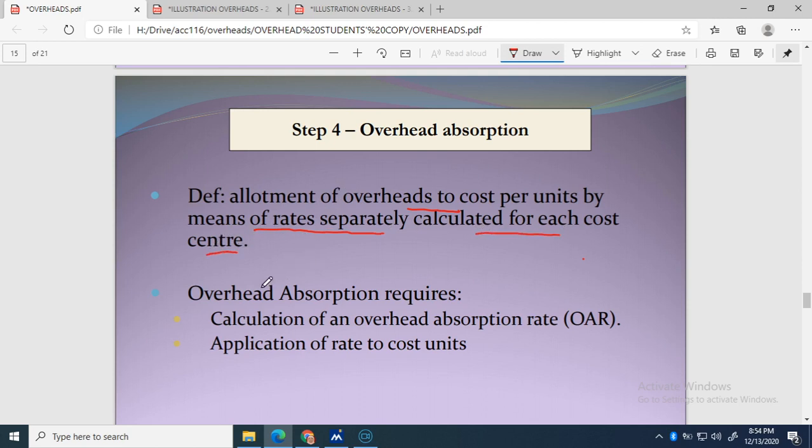So under overhead absorption, we have two steps. Number one, we have to calculate overhead absorption rate, OAR. So this is the first one that we have to get, the rate for overhead. The second one is application of the rate to cost unit. So we call it overhead absorbed. How much we absorb overhead to cost unit, that means to one unit of the product. So there are two methods here.